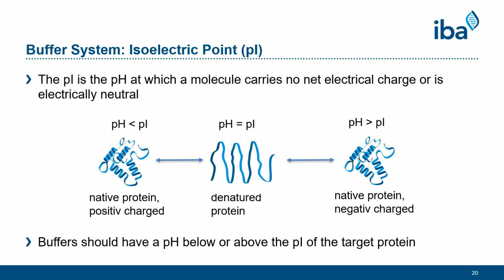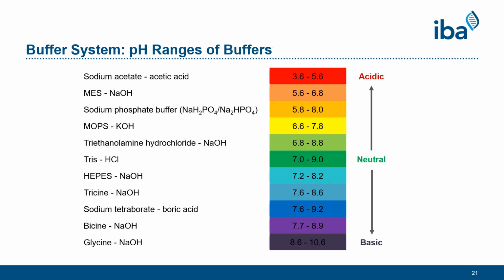At a pH below the pI, the protein carries a net positive charge, and at a pH above the pI, the protein carries a net negative charge. So the buffer should have a pH below or above the pI of the target protein. If you do not know the isoelectric point of your target protein, you can use several online available tools to predict the pI of your target protein. If you know the isoelectric point of your target protein, you can easily select an appropriate buffer system.